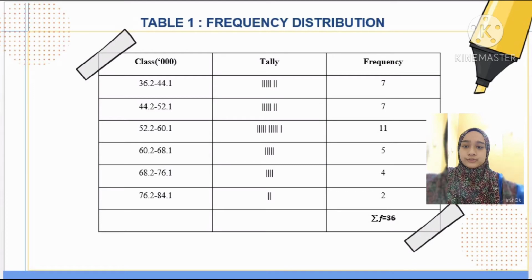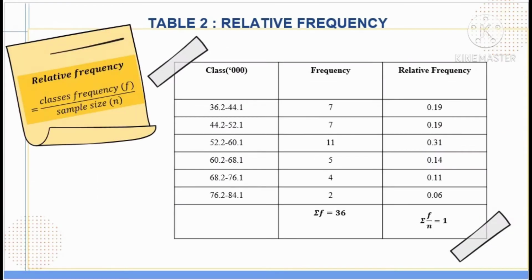Step 4. Make a tally mark for each data entry in the appropriate class. Step 5. The number of tally marks for a class is the frequency for the class.